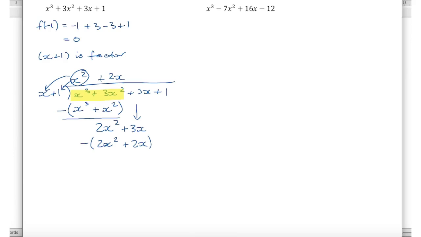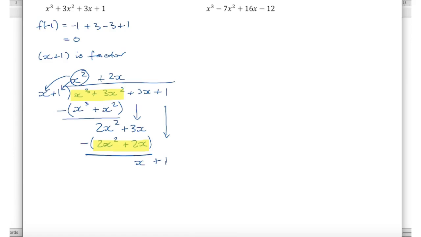That's the value here that I've actually used, using the 2x. So what's left? Well, my 2x squareds have gone, and 3x take 2x leaves me with an x. Let's bring down the plus 1. We've got our two terms with two terms. Something very nice that we see here.